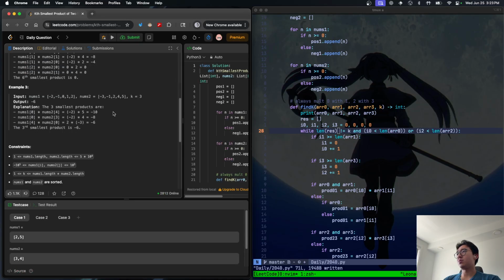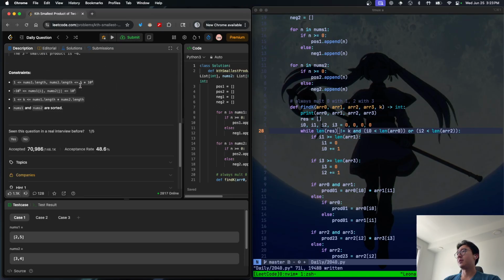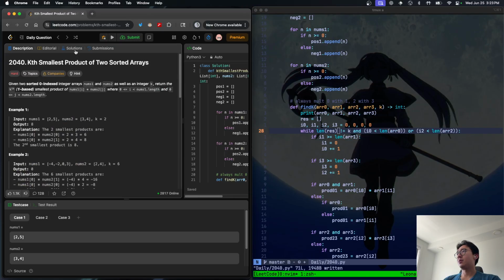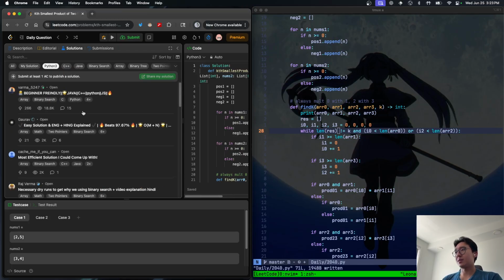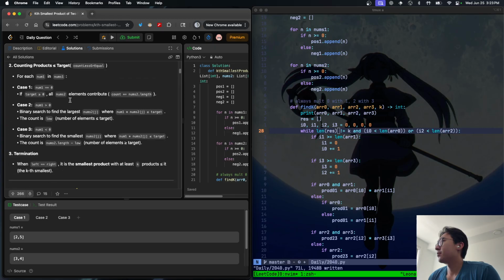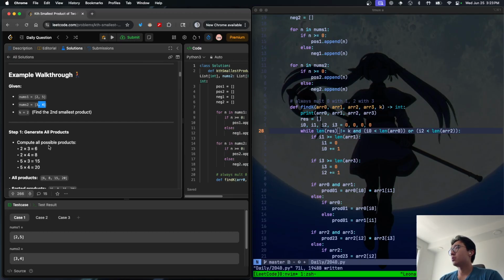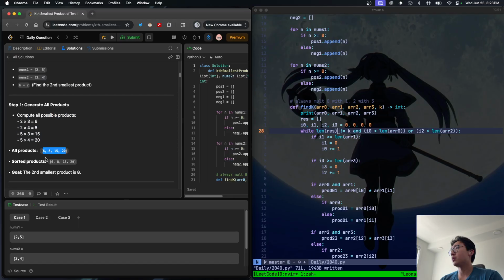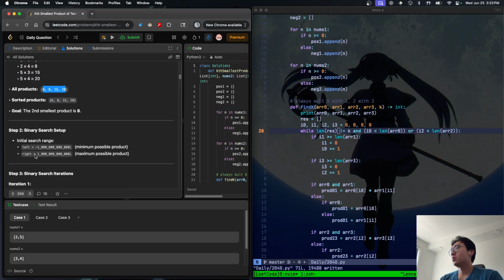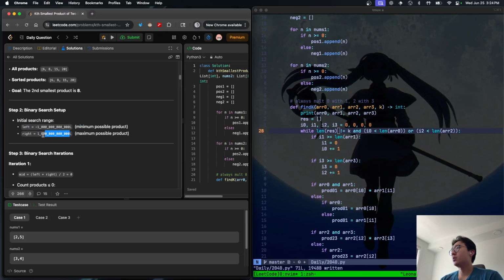What's the acceptance rate of this one? Acceptance rate is 48. Jesus Christ. Okay. When a question's hard like this, I doubt there's gonna be any useful comments in the discussion. Let's see. That's the binary search part. And then nums1 is equal to this, nums2 is equal to, okay, so generate our product. Our product is this. Binary search setup. Maximum possible product.